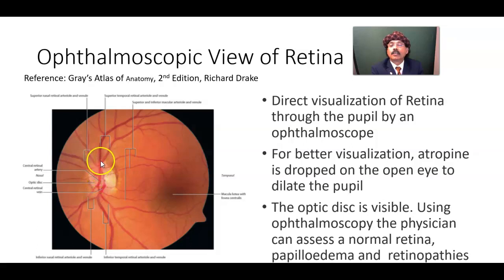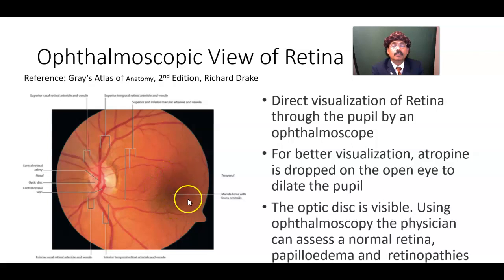Here we are seeing the artery, and venule here. The venule has a larger diameter than the artery, but its wall is thin. In the artery, the wall is thicker. Okay, we got that. And this area of the disc is a little bit paler than the surrounding area. But if you go laterally, we get the macula lutea.